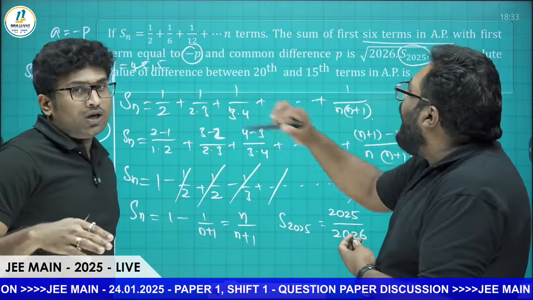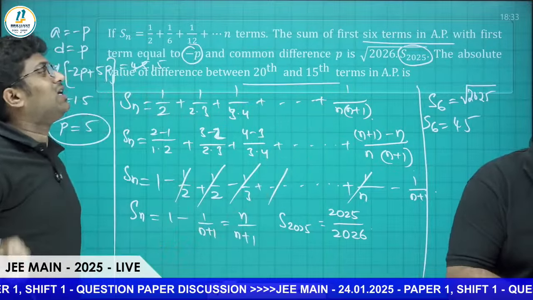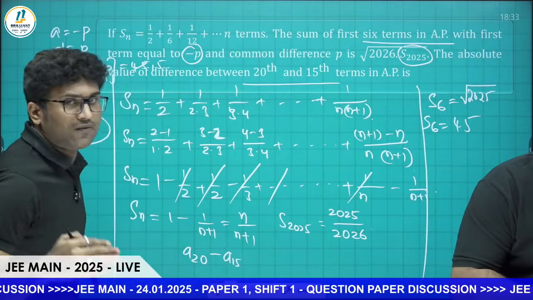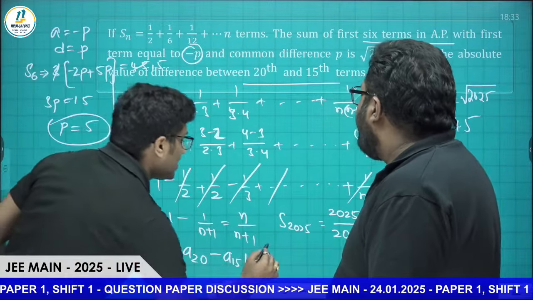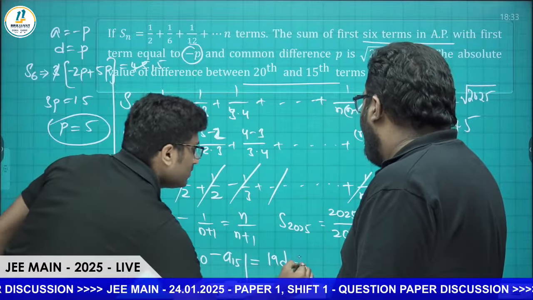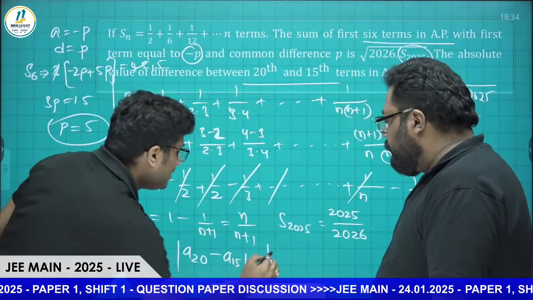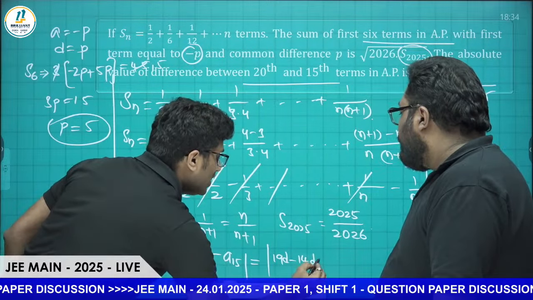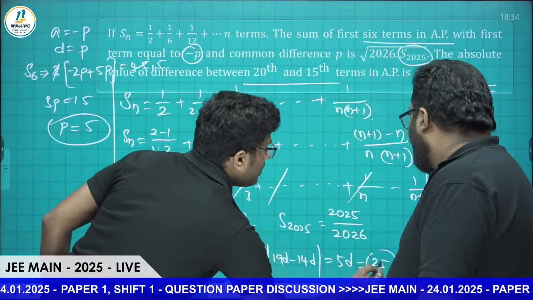Then we have got the value of the common difference and we have got the first term. Now they are asking us to find the difference between the 20th and 15th terms. That is the absolute difference of A20 minus A15, because if you get a negative, then convert it to positive. A20 is nothing but A plus 19D, and A15 is A plus 14D. A gets cancelled. 19D minus 14D is nothing but 5D. Already D is 5. So 5 fives are 25 will be our answer.